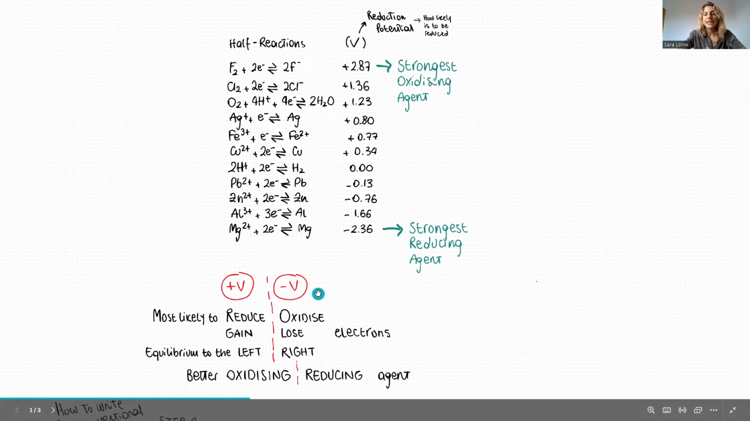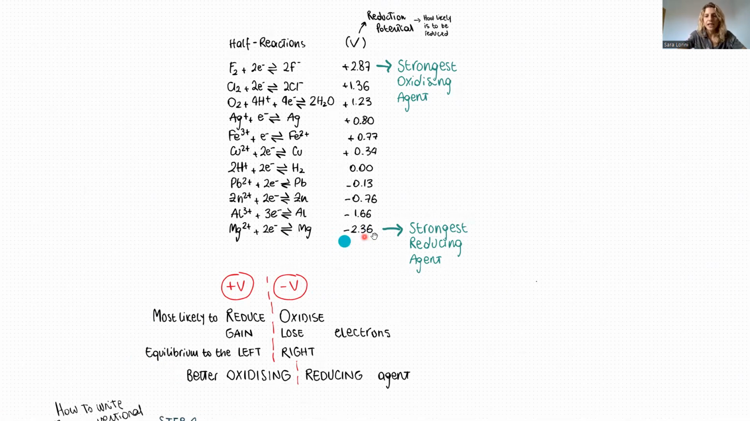The opposite is true for the negative. A negative reduction potential means, I think of it as the electrons going away. This means it would be a better reducing agent, the strongest reducing agent, and is more likely to be oxidized, to lose electrons. The equilibrium, therefore, will lie on the right-hand side. This is because, for example, magnesium is more likely to be present as magnesium rather than gaining the electrons.